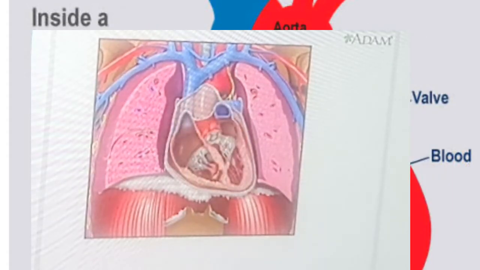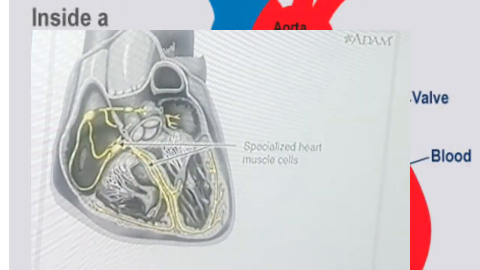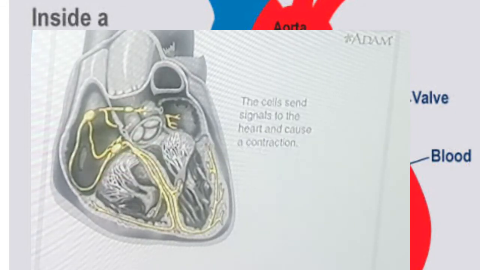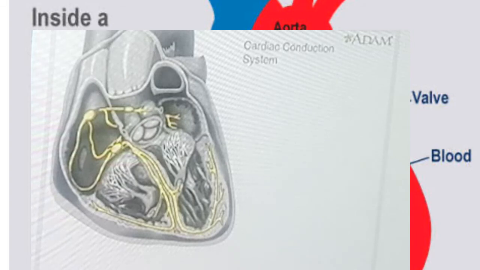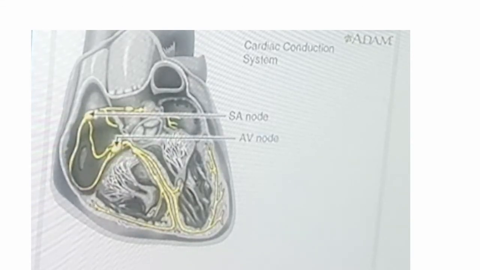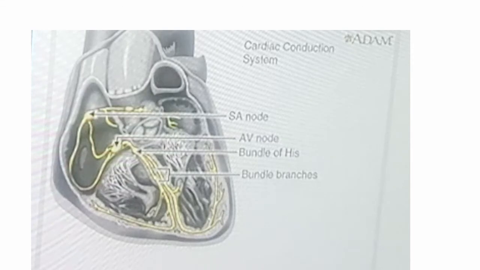The cardiac conduction system is a group of specialized cardiac muscle cells in the walls of the heart that sends signals to the heart muscle, causing it to contract. The main components of the cardiac conduction system are the SA node, the AV node, bundle of His, bundle branches, and Purkinje fibers. The SA node, anatomical pacemaker, starts the sequence by causing the atrial muscles to contract.